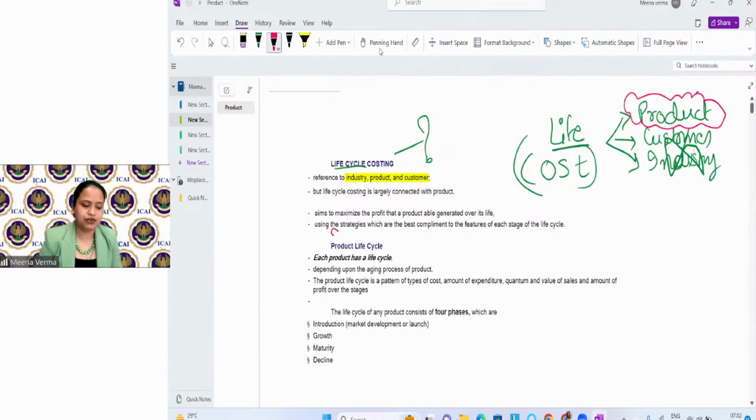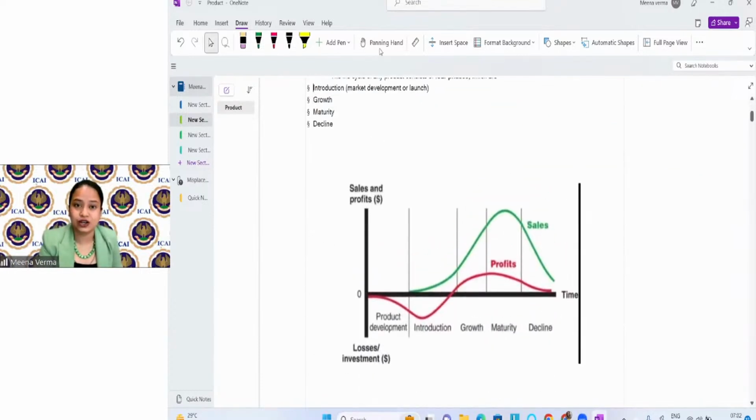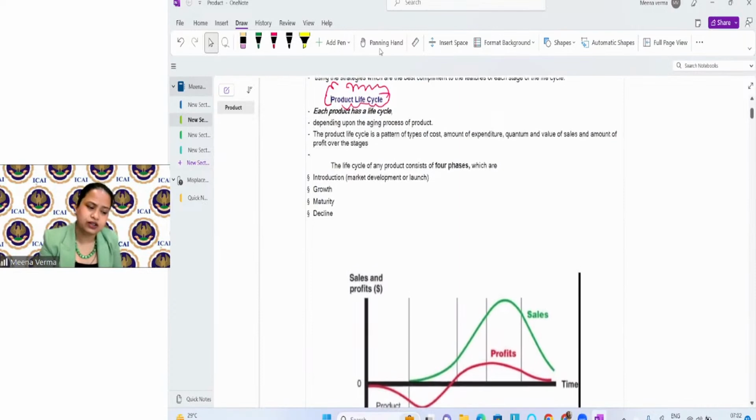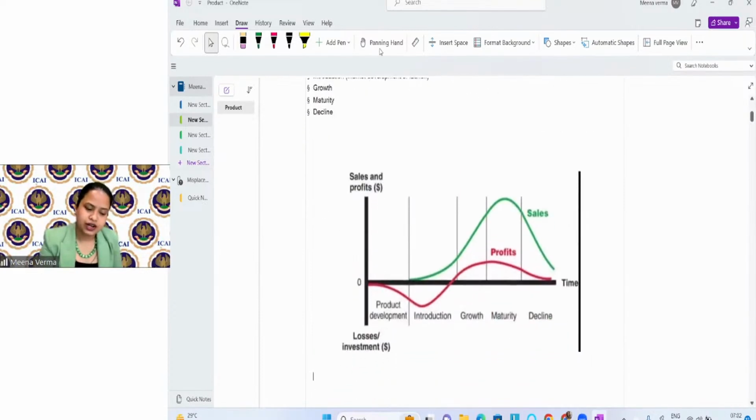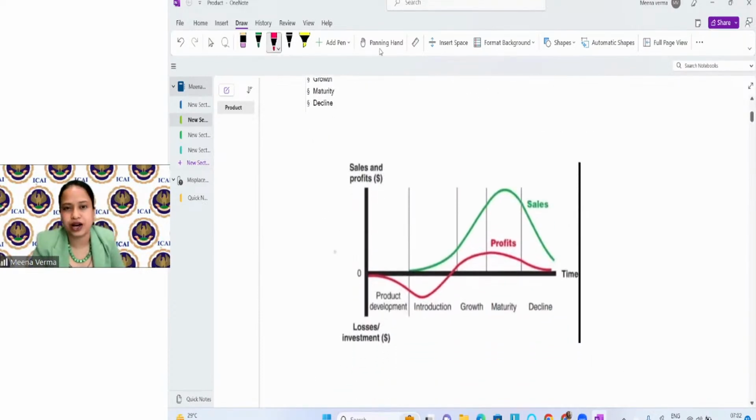The name of the topic is product life cycle: the cost which we incur over the entire life of the product. Now the point is that every product passes through some stages.